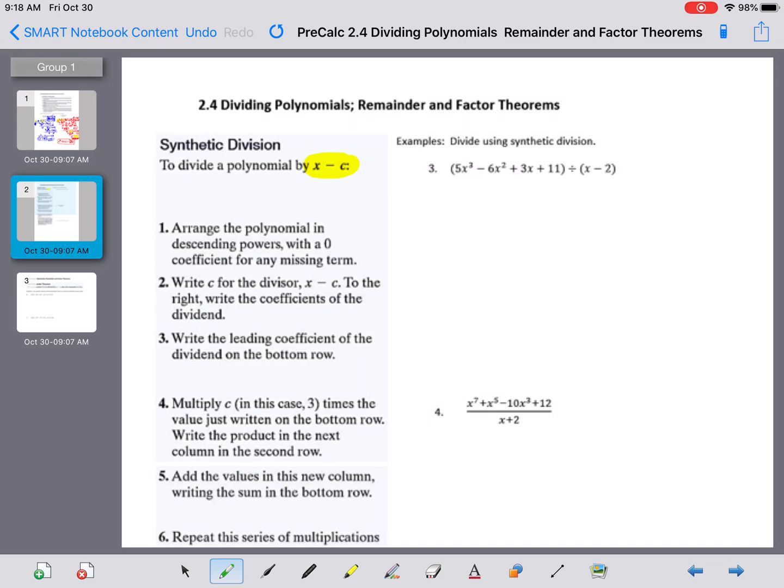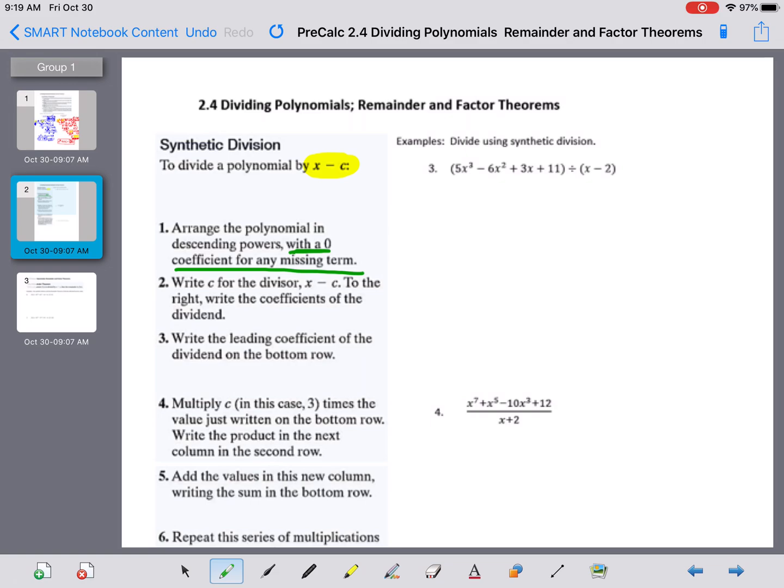Okay, once again, arrange the polynomials in descending powers and with a 0 coefficient for any missing term. So just like we did on that last one, you have to include every term from the highest power down to the constant. You have to, every time. And if it's missing, we have a 0. Okay, so I look at my problem for number 3. Cubed, squared, to the first power, no power. So everything looks good there. I don't need to do anything there.